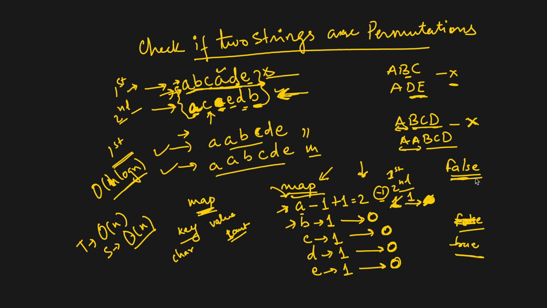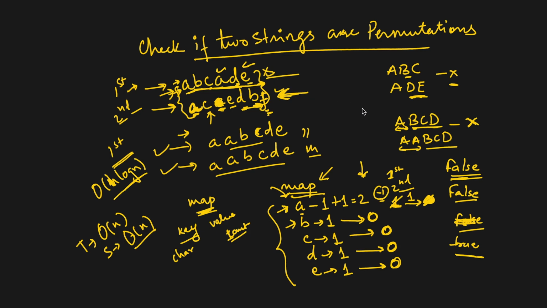Okay, so is there any other condition? So let's say it has another character called F. So during iteration, for the character F, there is no entry in the map, right? So then also we'll return false because there's no entry in the map. That means this character doesn't appear in the first string.